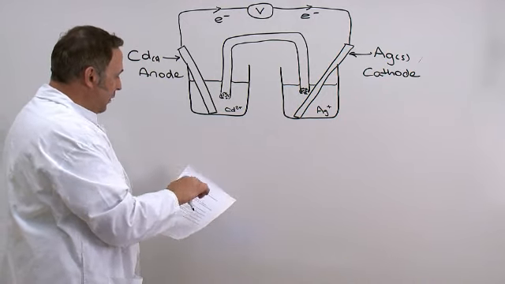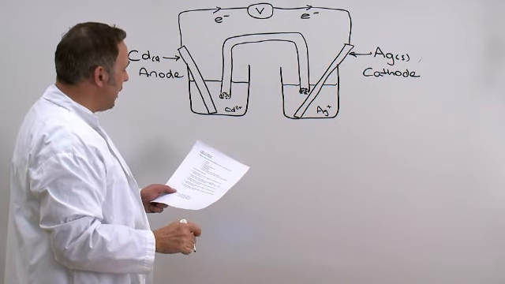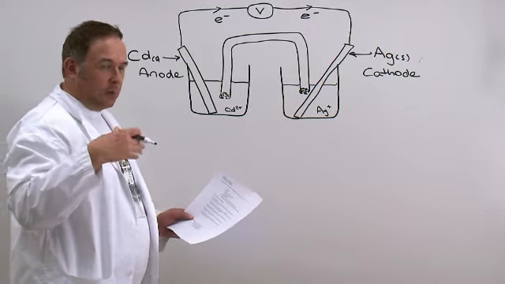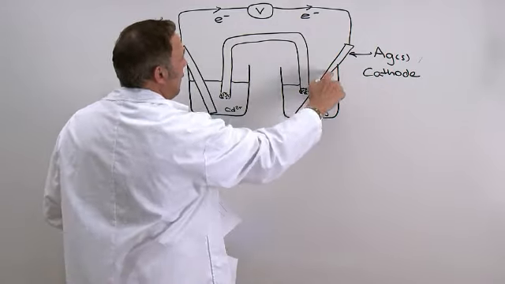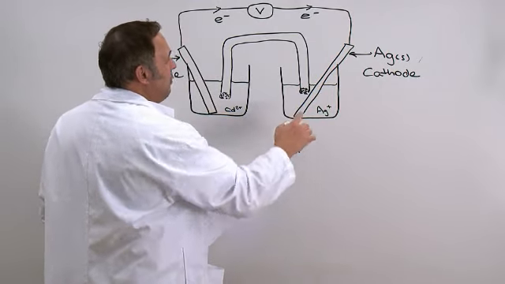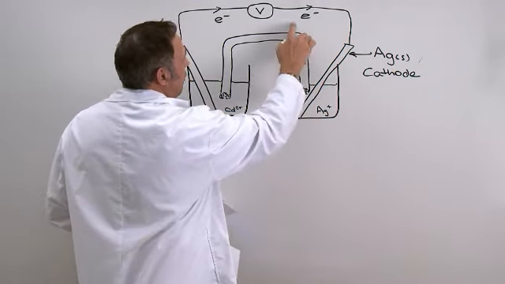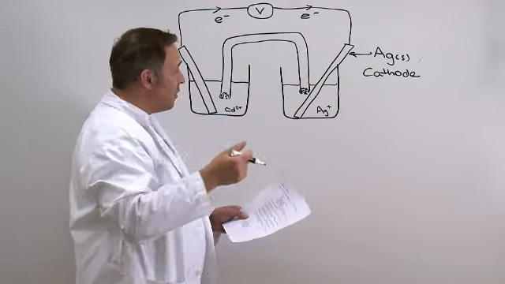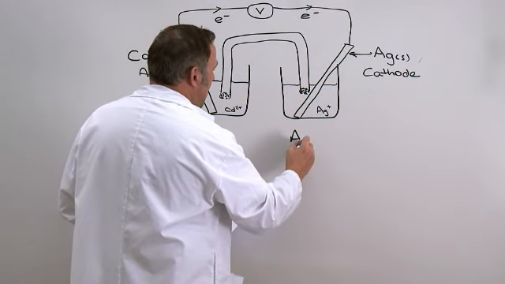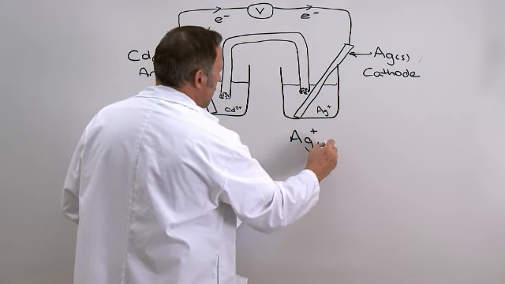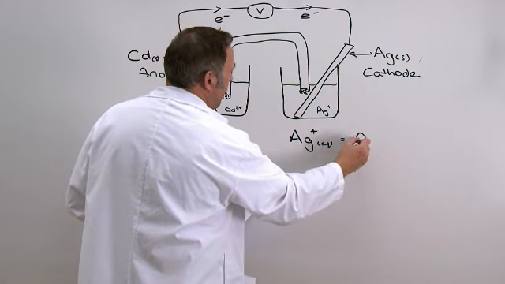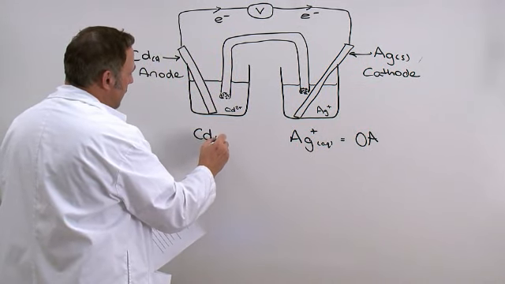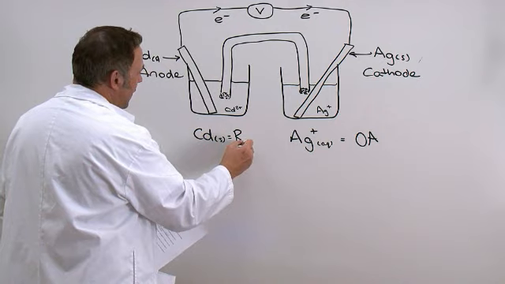All right, so let's see. I've labeled the cathode, the anode, and the direction of electron flow. Now, the oxidizing agent is the agent that's responsible for collecting the electrons that are coming over. And even though we label the electrode the cathode, the electrons are coming over because they're being attracted to the silver ions, which are the strongest oxidizing agent. So my silver ions are going to be my oxidizing agent, and the cadmium metal is my reducing agent.